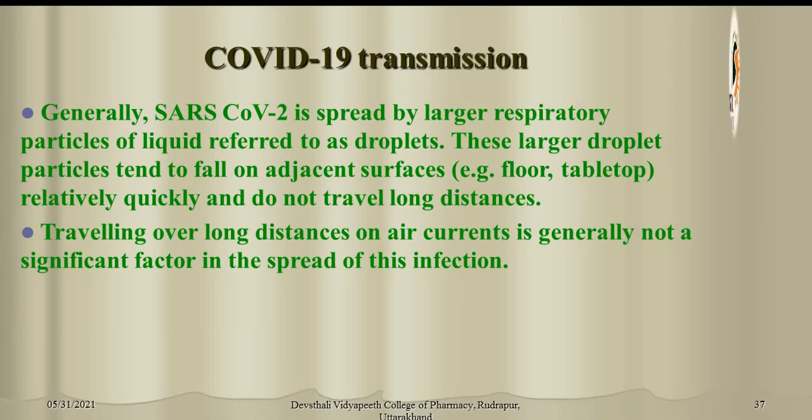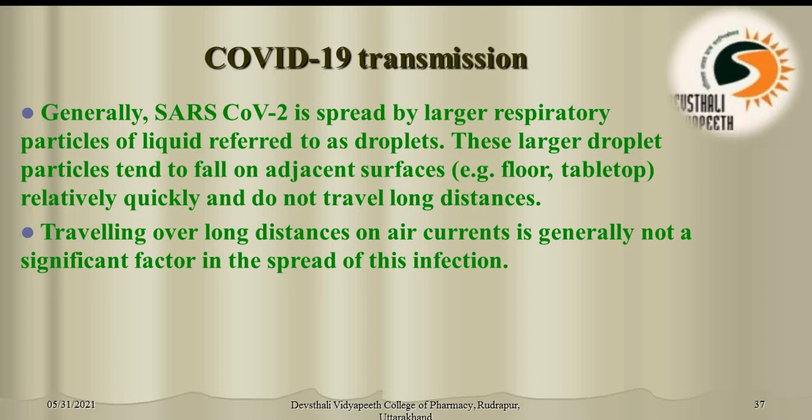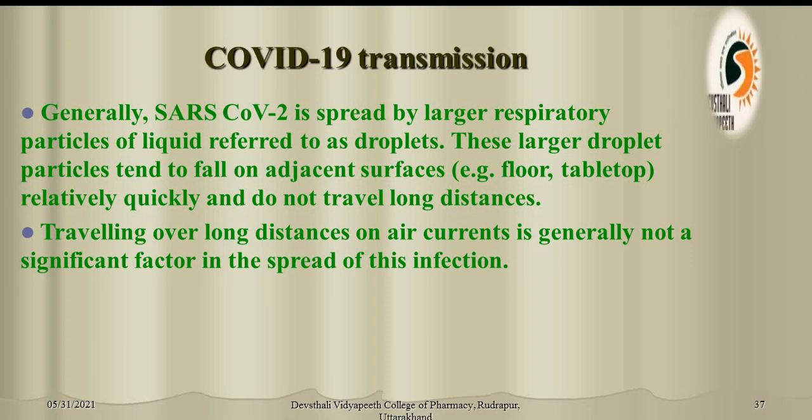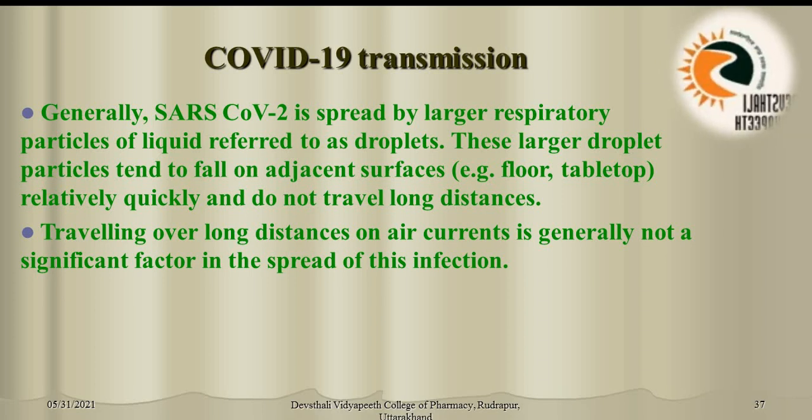COVID-19 transmission and precautions. If we look into the transmission, SARS-CoV-2 generally spreads through larger respiratory droplets of liquid. These droplets tend to fall onto adjacent surfaces, but they do not travel long distances. Traveling long distances on air currents is not a significant factor for the spread of this infection. That means it is not necessary that infection is caused only when droplets travel in the air over long distances.